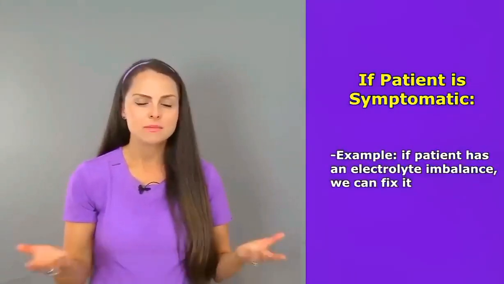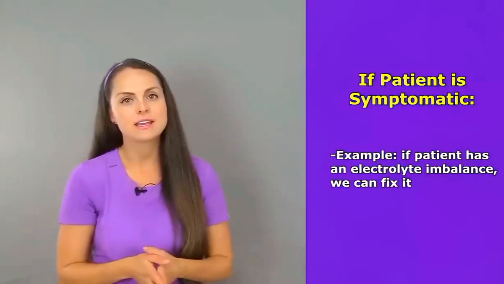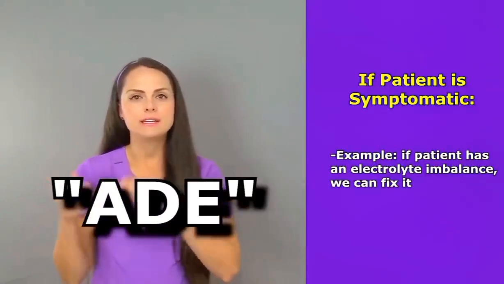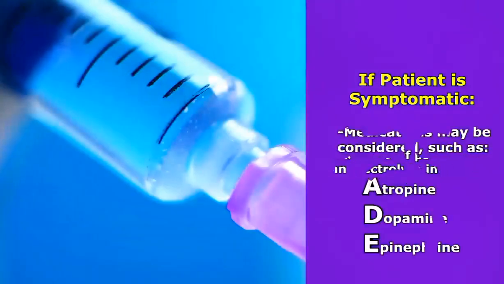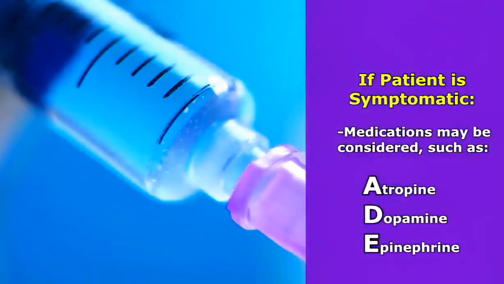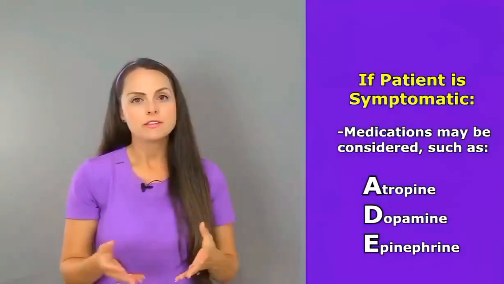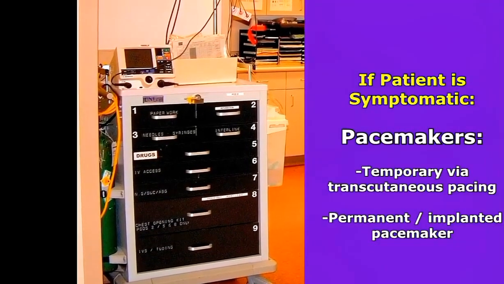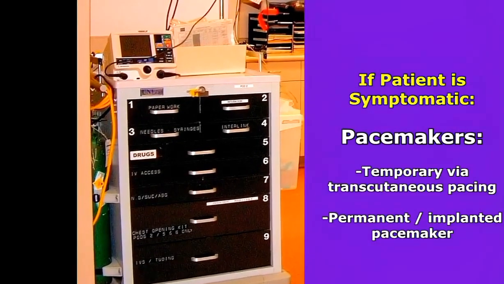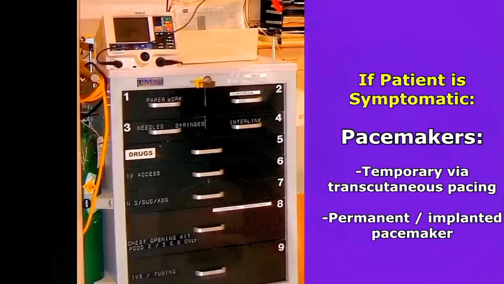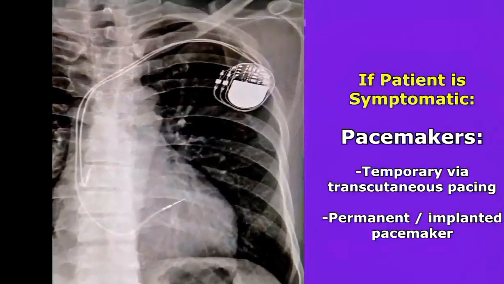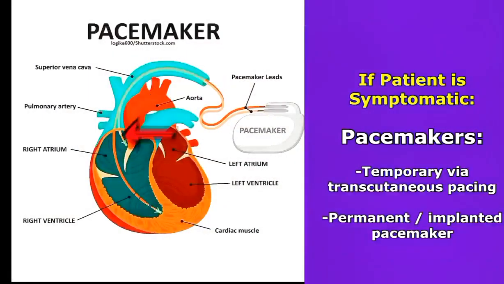Now, some other treatments that can be given are medications. And to help you remember those meds that can help increase that heart rate, remember AID, ADE. So you can give them atropine, dopamine, or epinephrine. Now, some other things that can be done is we can give them temporary pacemaking. So give them a temporary pacemaker to help pace that heart. And if they're really bad off, they can get a permanent implanted pacemaker to help them with their heart rate.